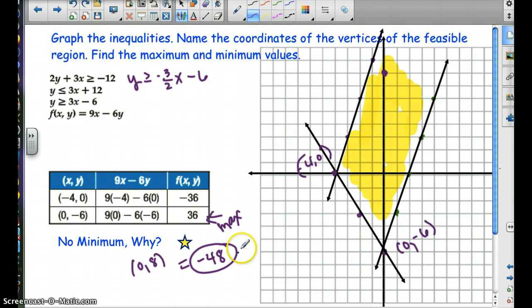Okie doke. Alright, so that's all I have for you. I know that was a lot. You might have to watch it again. In class, you'll do a real world example, example 3 on page 156, and that's with optimization of linear programming.